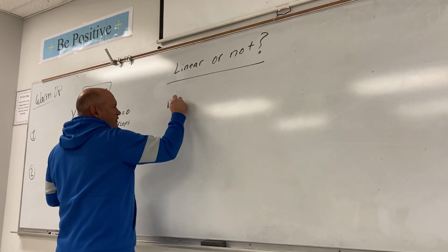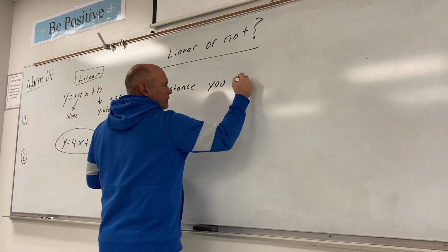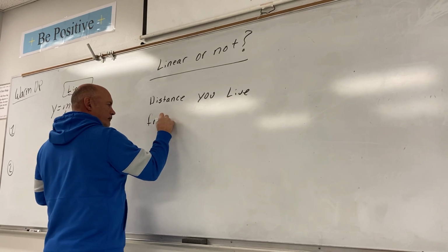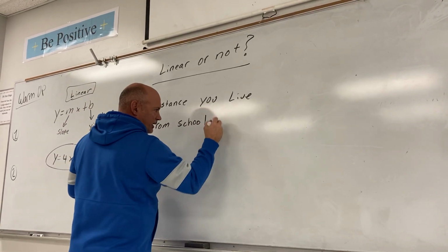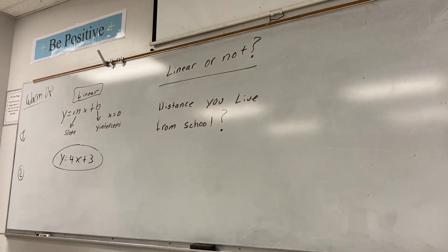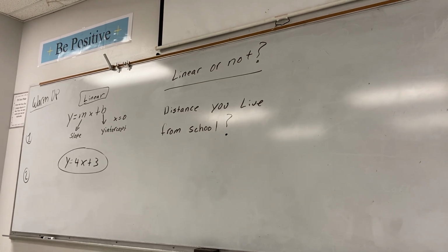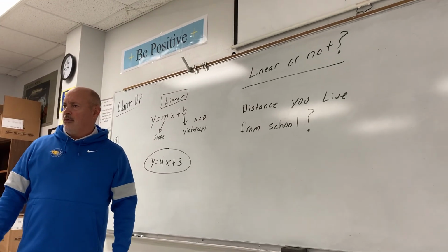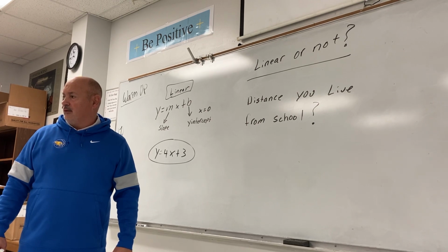Would the distance you live from school be linear? If I made a graph of the distance that every kid in this room lives from school, would that graph turn out to be a straight line? No. Why not? Because we don't live in the same place. Well, you don't have to live in the same place. We all live in different locations.